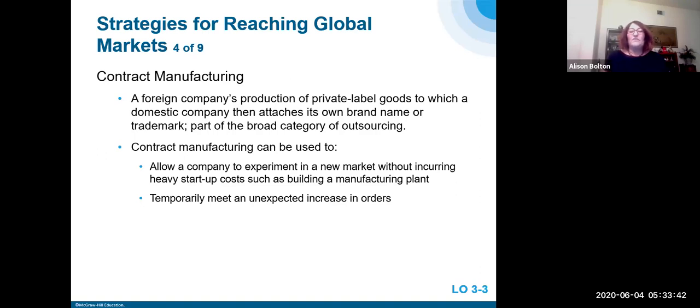And then contract manufacturing allows a company to experiment in a new market. And that can be tricky at times. When you're doing contracting, you're not the one doing the work. But you have to be careful that you don't have a lot of heavy startup costs. It's going to get very expensive because you're expending money for them to do the work, such as a manufacturing plant. And then there's temporarily meeting an unexpected increase in orders from out of nowhere. Are you able to handle that? You'll have to hire more people to help you.